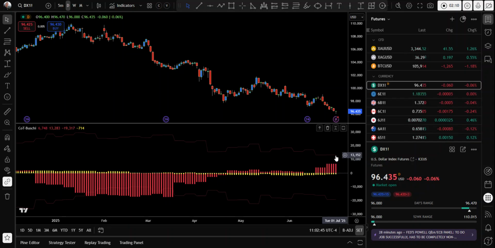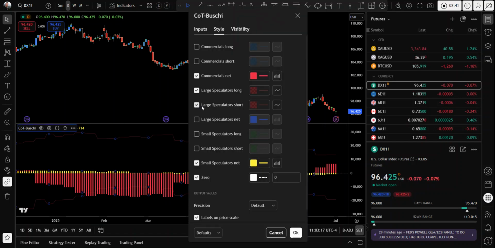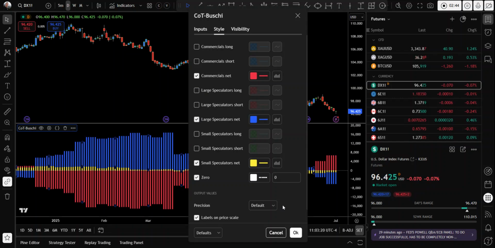I'm looking at the US dollar, and you've got 13,000 contracts long, and then 18 to 19,000 contracts short. So the difference between the two equals the net positioning. Technically, you don't really need to know the long and the short as long as you have the net, because the net is the difference between the two. So let's turn off the long and the short and put back the net.